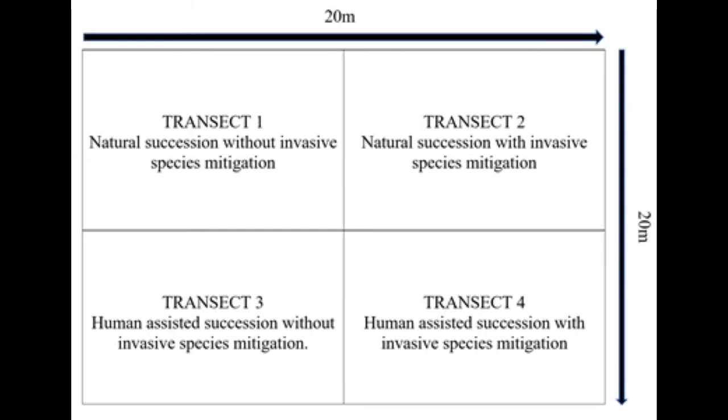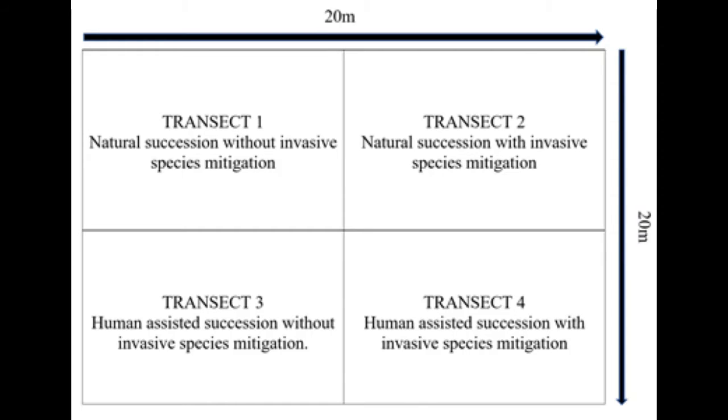Research in Transect 1 will consist of an area of natural succession without invasive species mitigation. Research in Transect 2 will consist of an area of natural succession with invasive species mitigation. Research in Transect 3 will consist of an area of human-assisted succession without invasive species mitigation. And research in Transect 4 will consist of an area of human-assisted succession with invasive species mitigation.